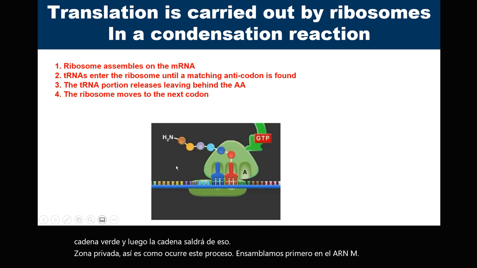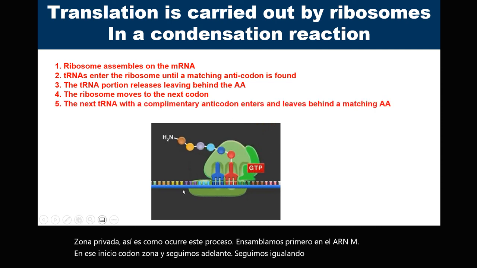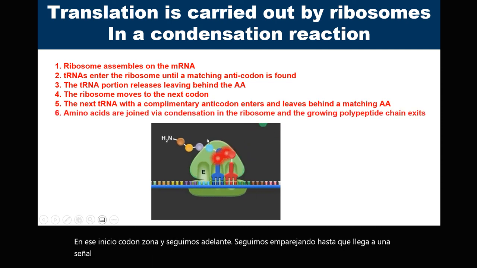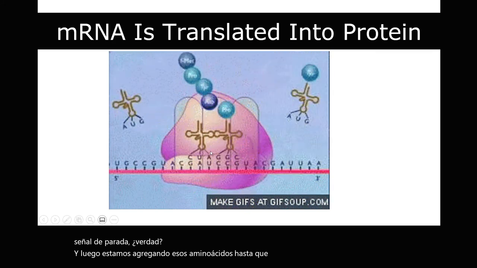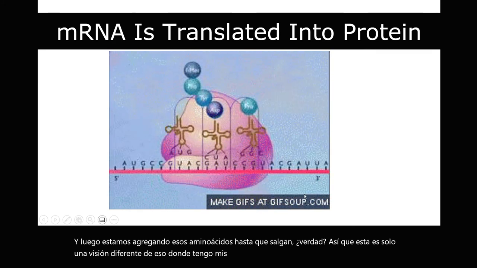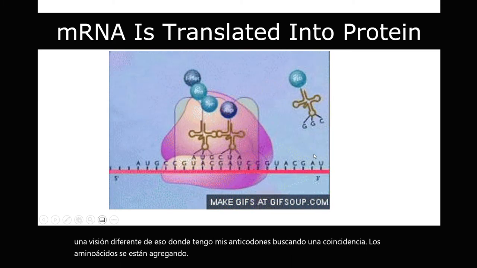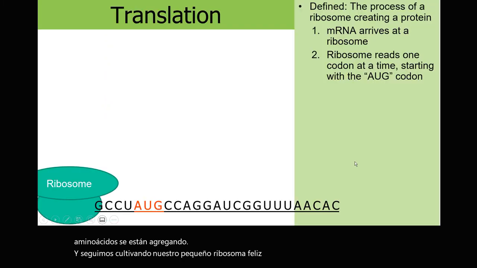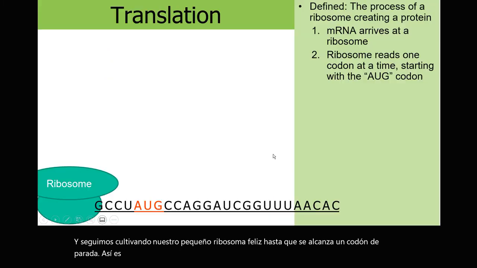At that start codon area, we keep going, we keep matching until it reaches a stop signal, right? And then we're adding those amino acids until they exit, right? So this is just a different view of that, where I have my anticodons looking for a match, the amino acids are getting added, and we keep going, our happy little ribosome, until a stop codon is reached. So that's how we go from DNA to RNA to a protein product.